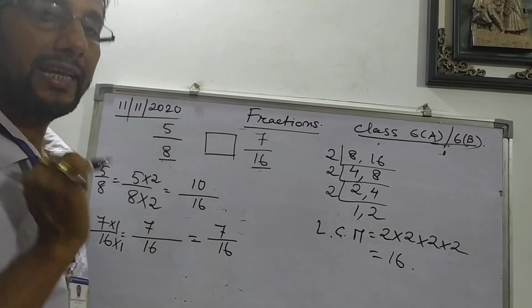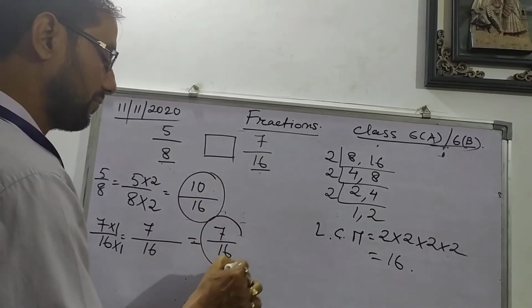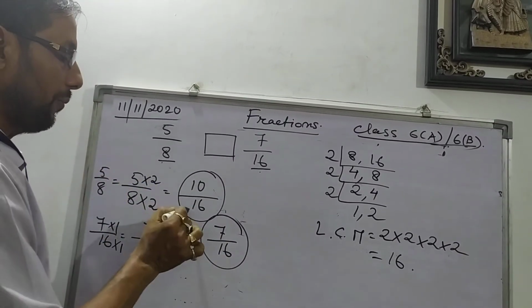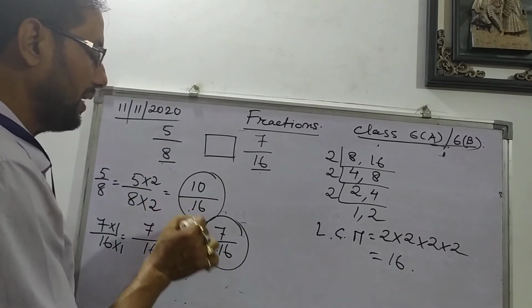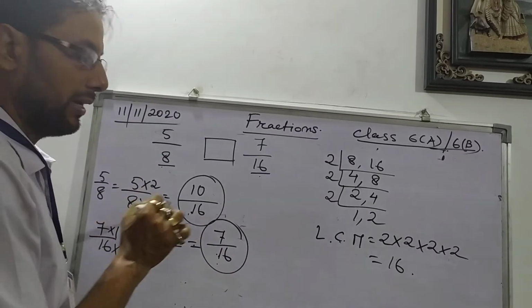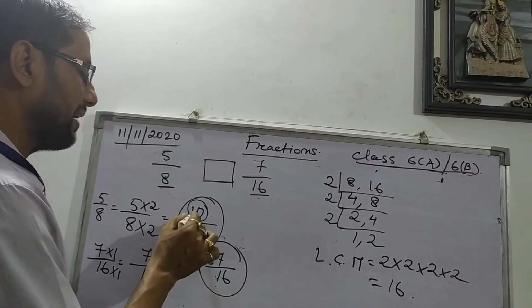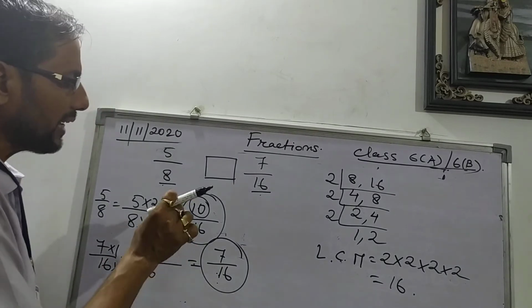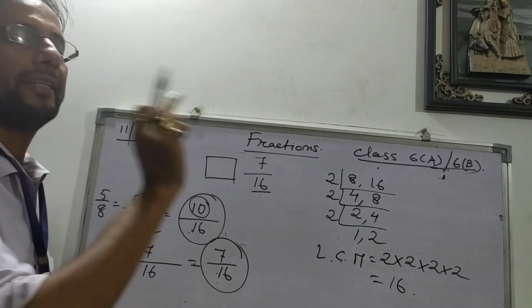So as I said, these two are like fractions. In like fractions, denominators are the same. So if the denominators are the same, wherever the numerator is greater, that will be greater. That means 10 by 16 is greater. Now there might be one question. How can we say that if the numerator is greater, then this will be greater?